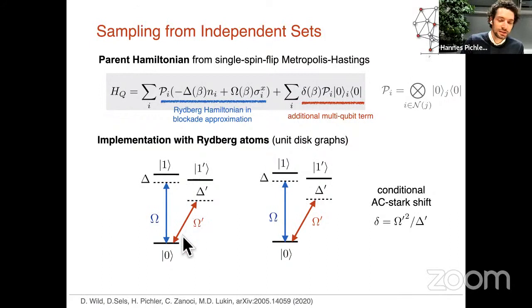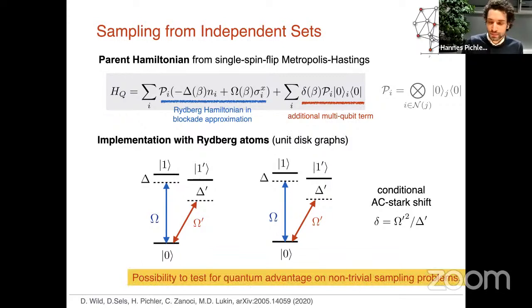And you can very easily come up with ways of realizing such a term with Rydberg atoms by, for example, simply dressing the ground state with another Rydberg state. That would give you an AC Stark shift, but only if no neighboring atom is in the Rydberg state. Otherwise, this changes the level scheme, and this gives you a conditional AC Stark shift, which is exactly what you need to realize the parent Hamiltonian that you want here.